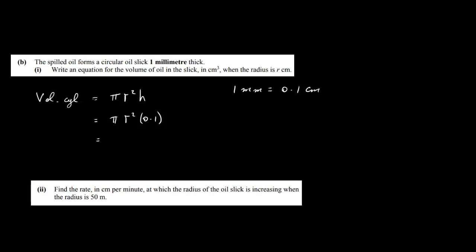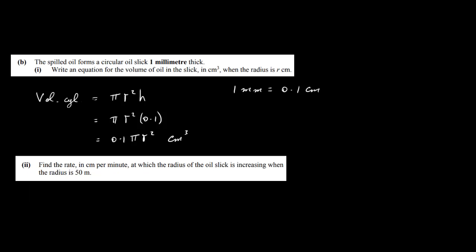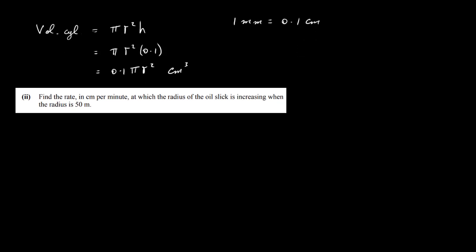Okay, so our solution here is just put the 0.1 first, and that's pi r squared, and that's centimeters cubed. That would be our volume when the radius is r. Okay, so part 2 would be then is, let's see, find the rate in centimeters per minute at which the radius of the oil slick is increasing. The radius is 50 meters. So we've got to find the rate in centimeters per minute at which the radius of the oil slick is increasing.